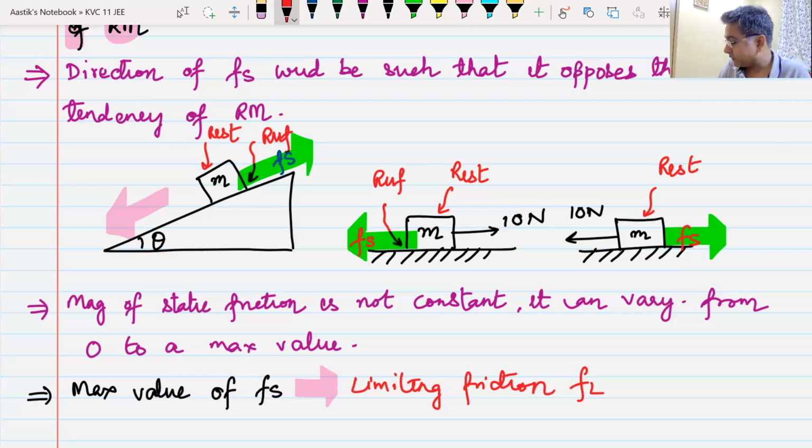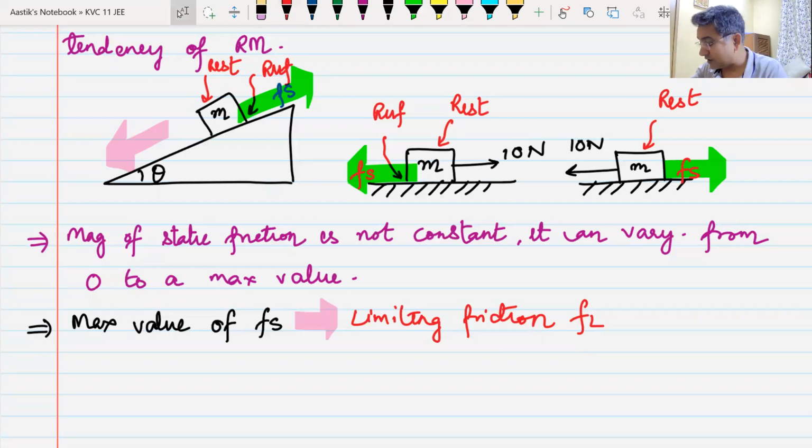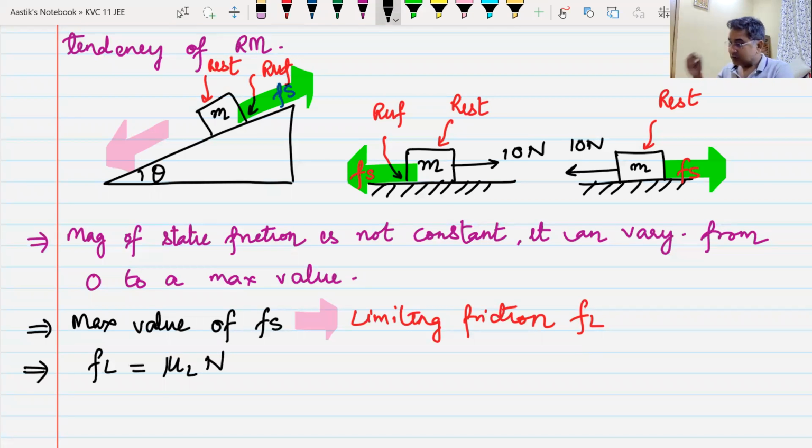Poor boy. It has been limited by the limiting friction. And the value of this limiting friction is fixed. So we can't change that limiting friction also. So there comes the sad part of the story. The value of FL can be written as mu L into N, or rather not writing mu L, because it is not written in the form of mu L. It is written in the form of mu S into N. Don't get confused. Mu S into N.